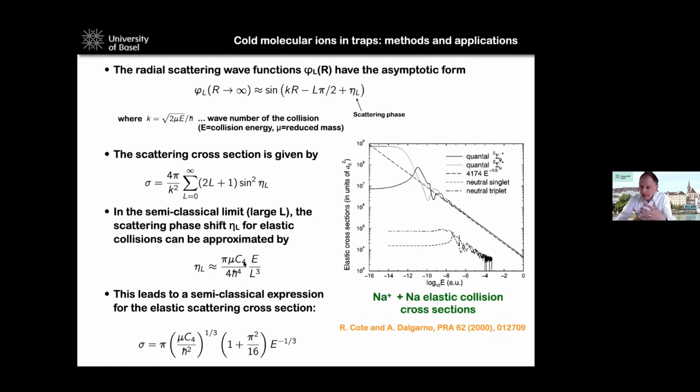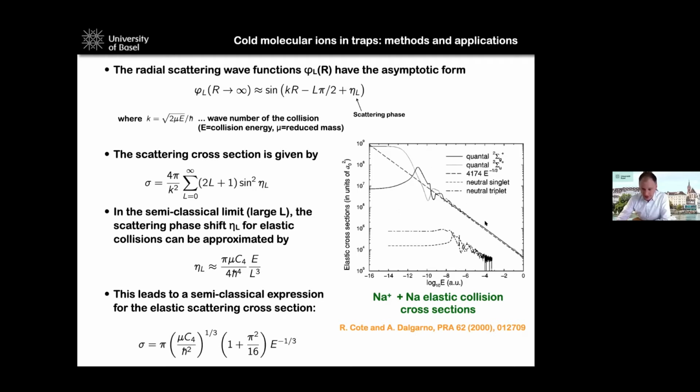So we assume, again, that our interaction potential is an ion-induced dipole potential. So we only consider the C4 term in this multipole expansion. E is the collision energy, and L is the angular momentum quantum number. And if we have this expression for the phase shift, then based on this, one can calculate a semi-classical expression for the scattering cross-section. The important thing to realize here is that this in the end scales with the collision energy to the power minus 1/3. So we have an E to the power minus 1/3 dependence of the elastic scattering cross-section in the semi-classical limit.